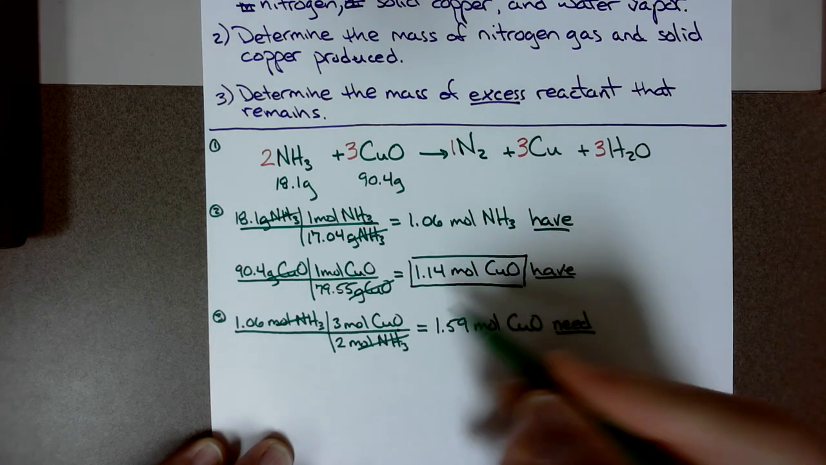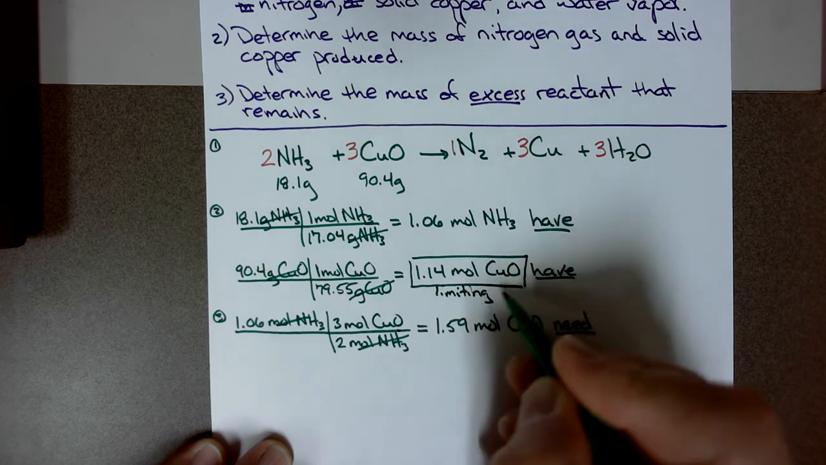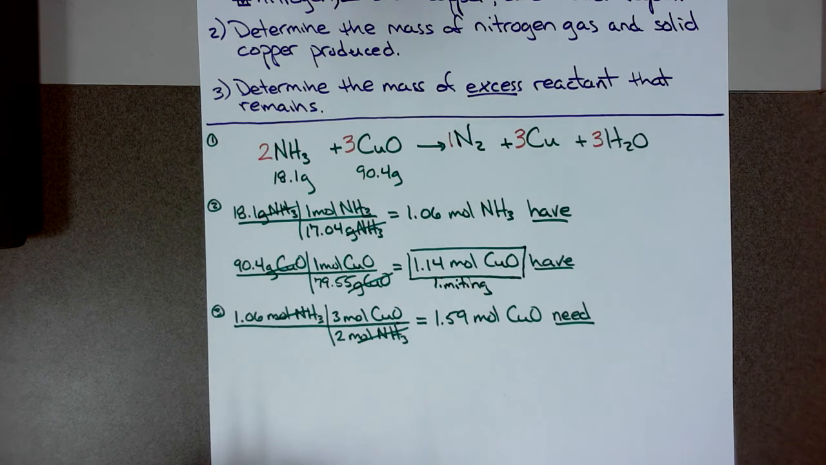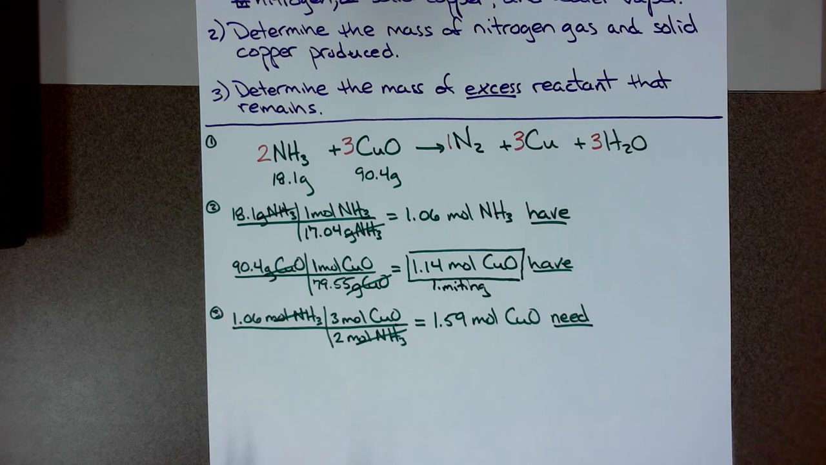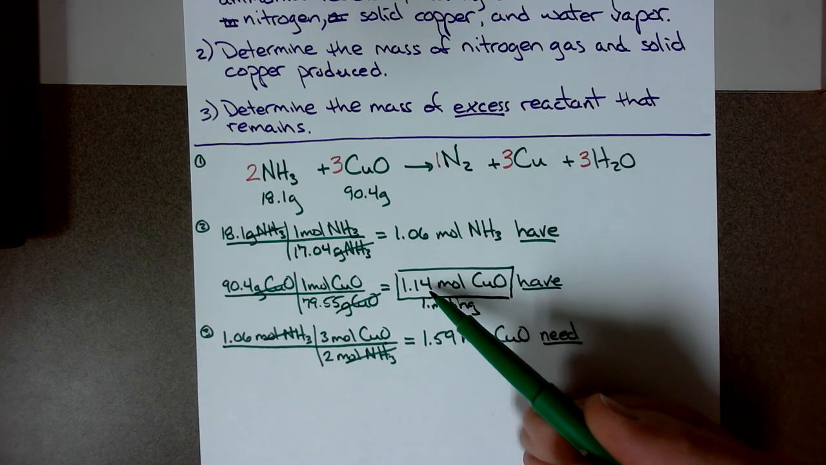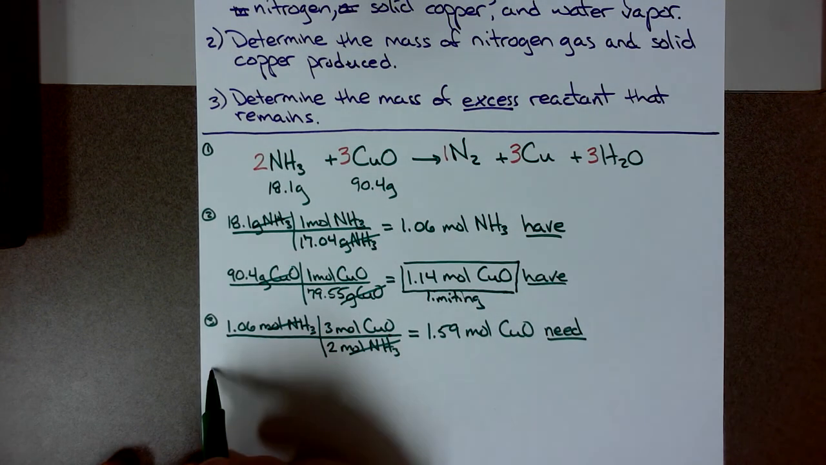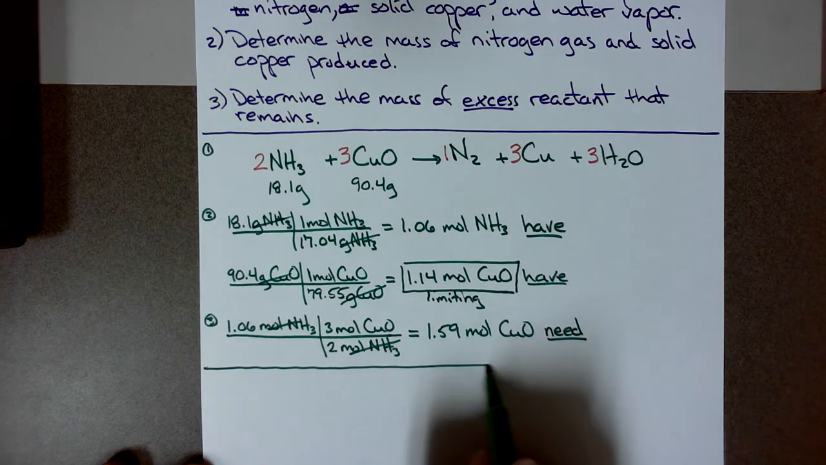So therefore, this is the limiting reactant. Now I put a square around it and identify it so I don't lose track. So there's my limiting reactant, copper(II) oxide. Again, remember, this is how much I need, this is how much I have. I don't have enough, so it limits the reaction.